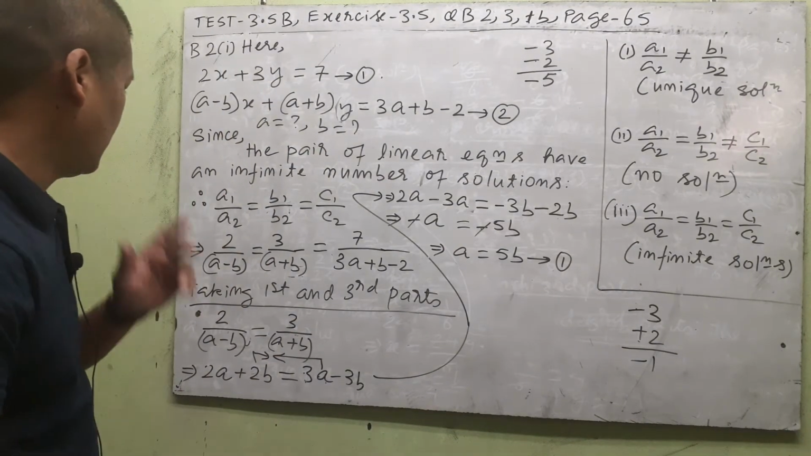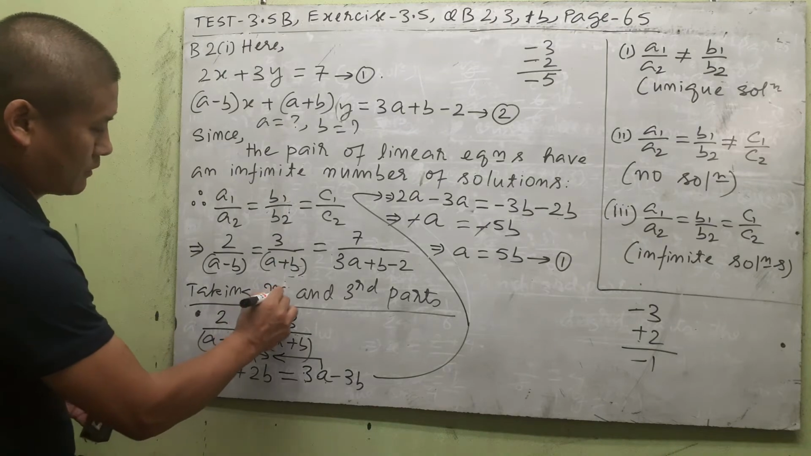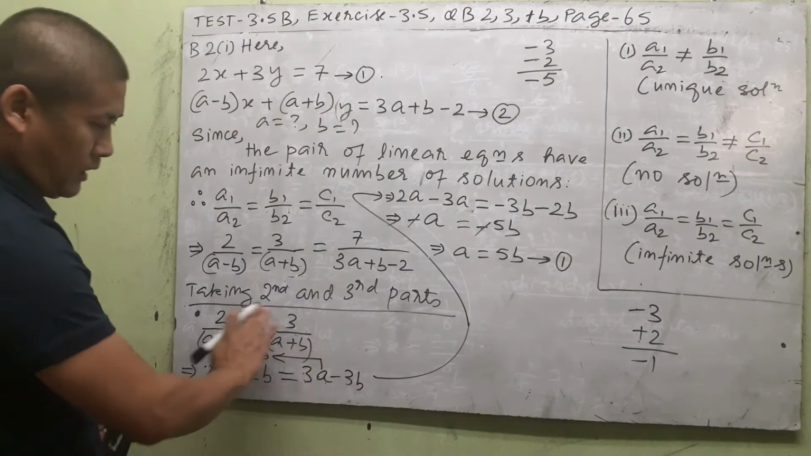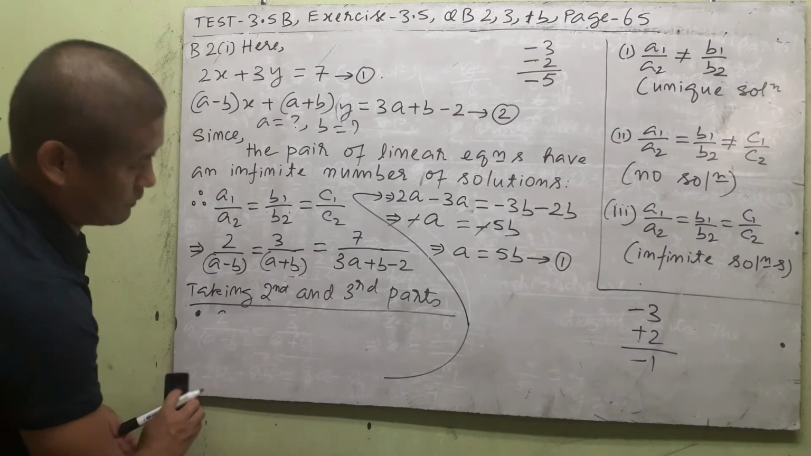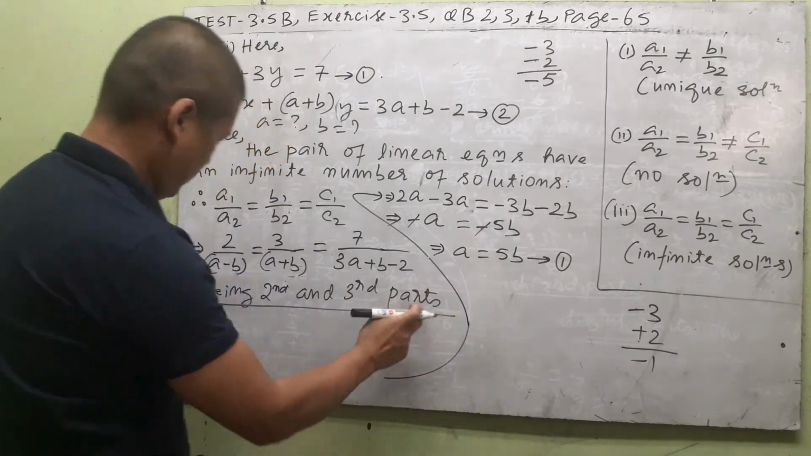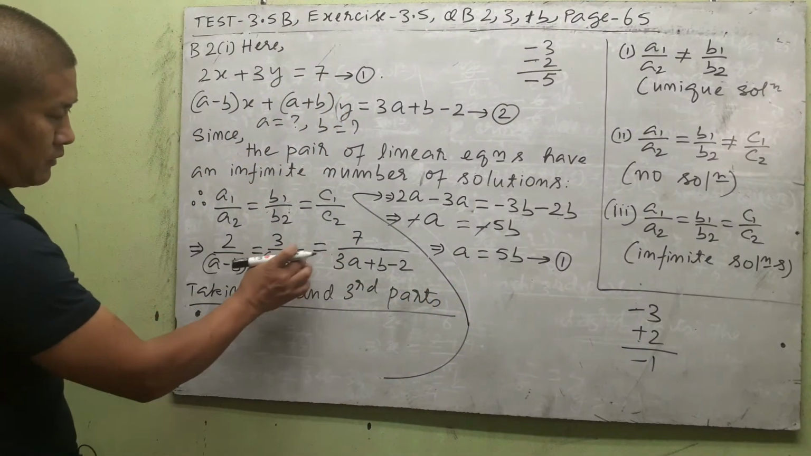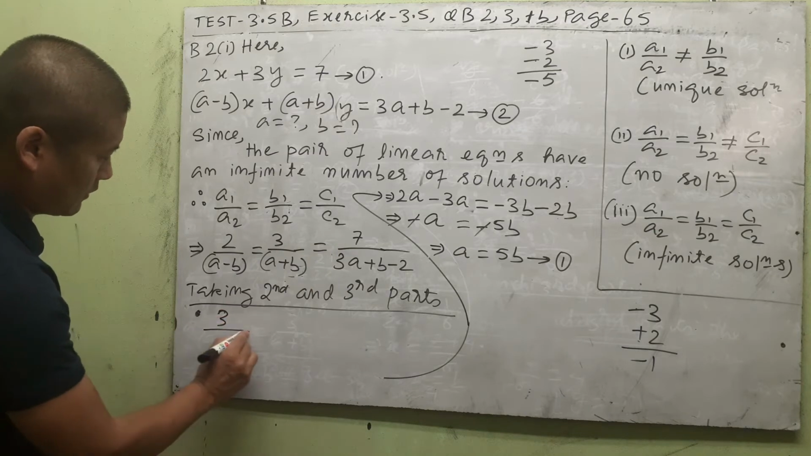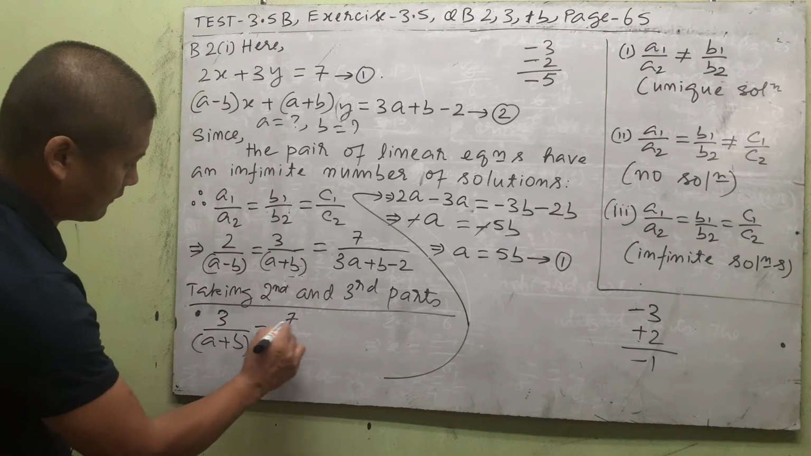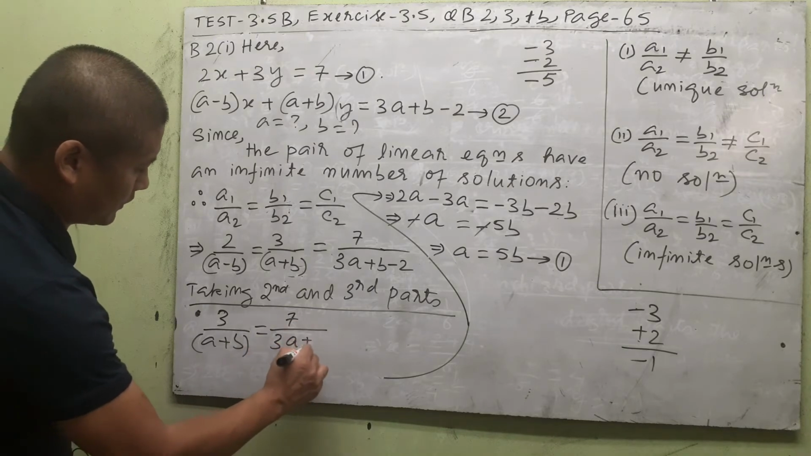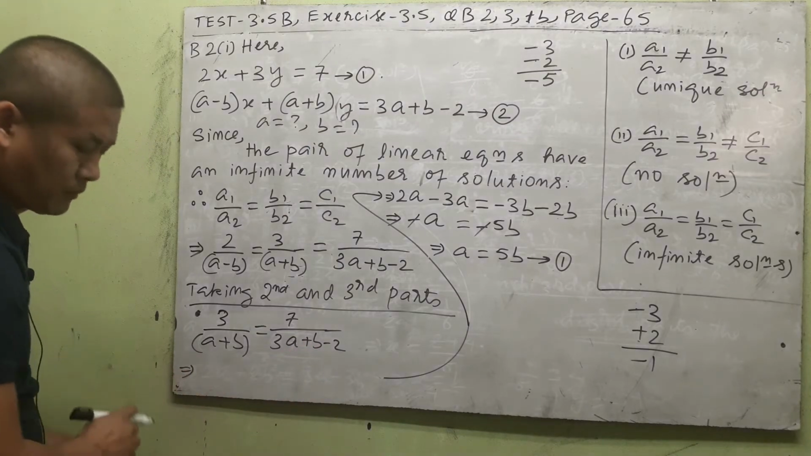Then let us take here the second and third parts. I need space. So after you finish this, you write here, taking second and third parts. First we took first and third, now second and third. So 3 by a plus b is equal to 7 divided by 3a plus b minus 2, as you can see here. And next, let us cross multiply again, up and down.